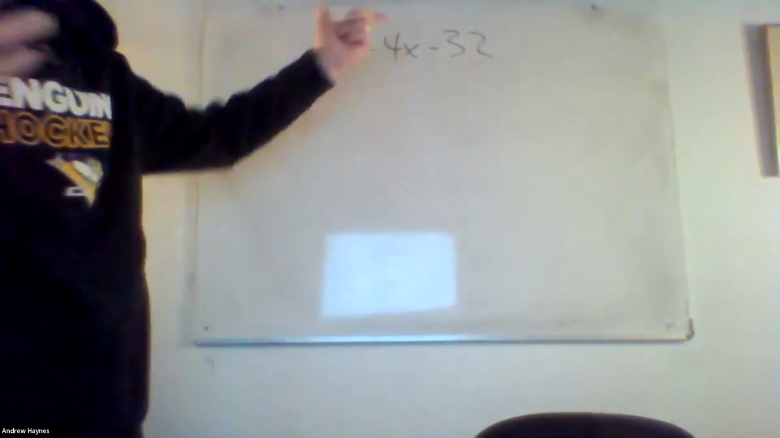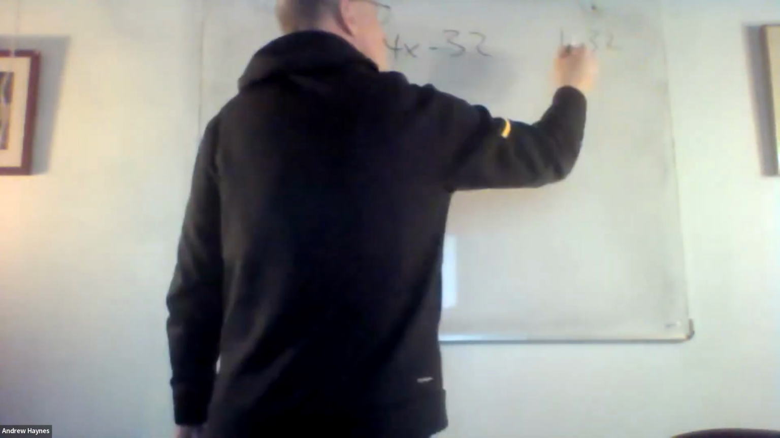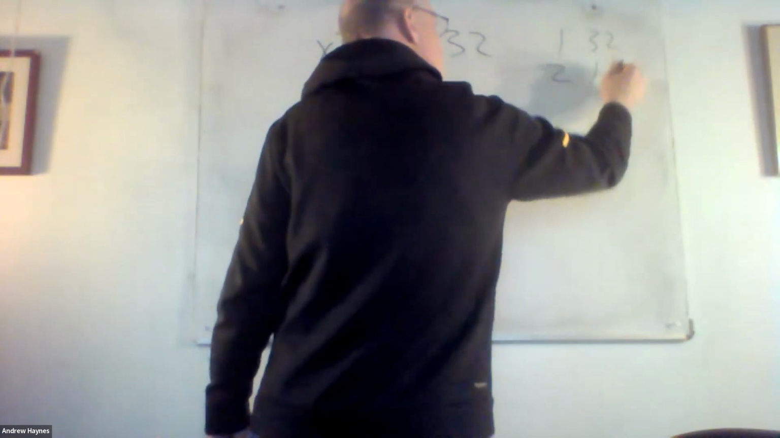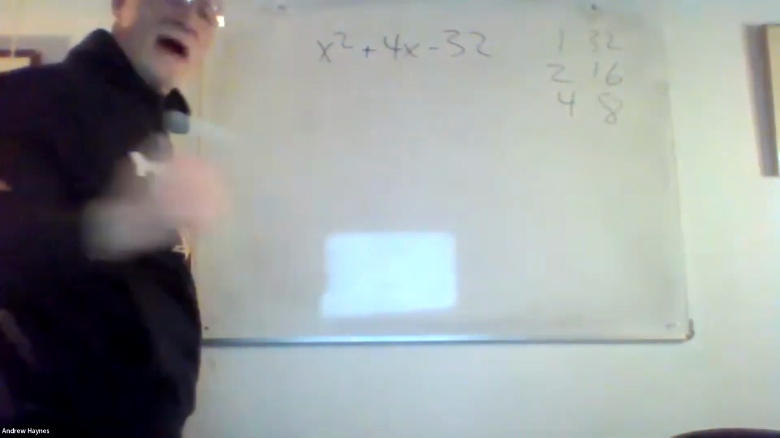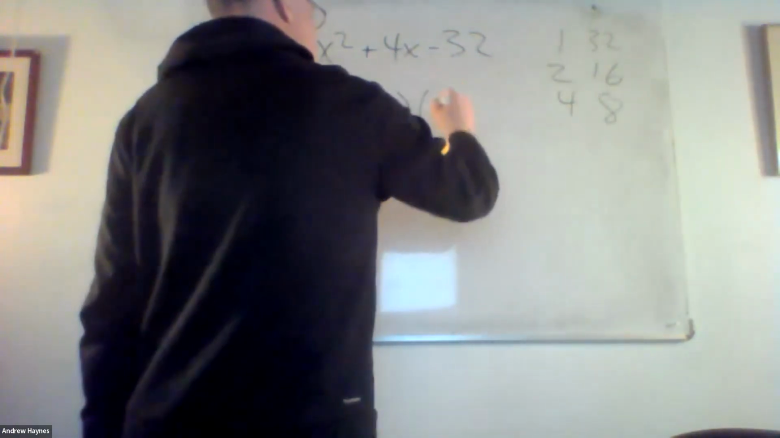Now, 32 is a big number. It's going to have more factors. So, you know, it's 1 and 32, 2 and 16, and 4 and 8. So 3 sets of factors. Because that's a minus, we know there's a plus and a minus. You did all that correctly. So x plus, x minus.